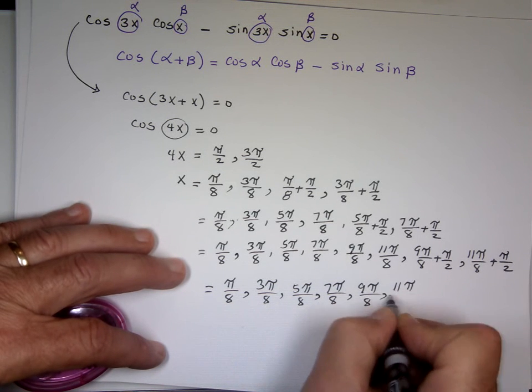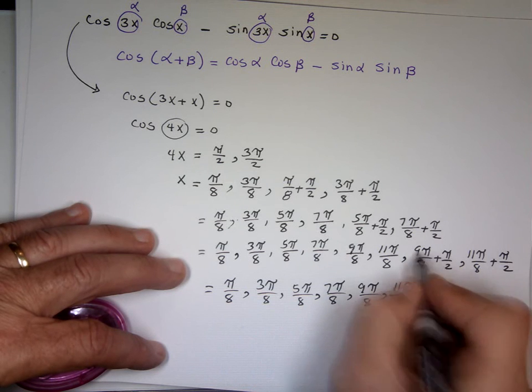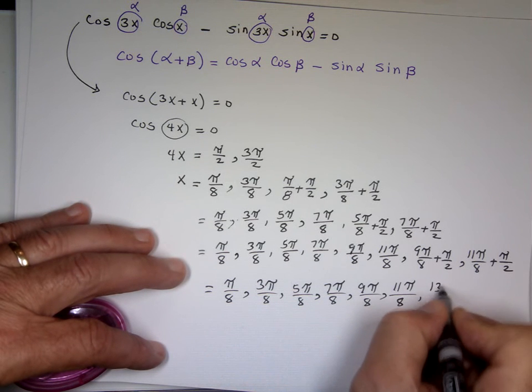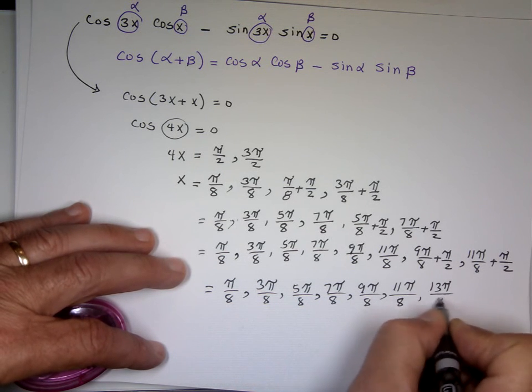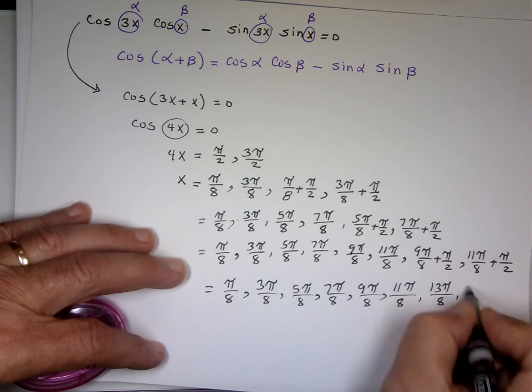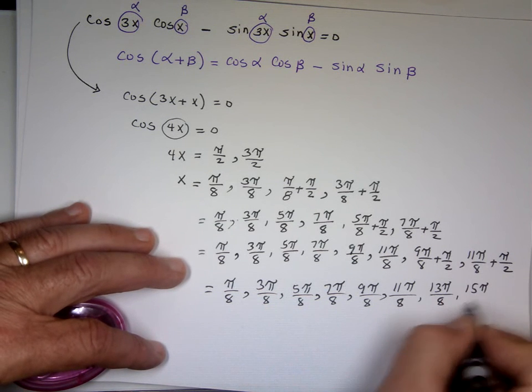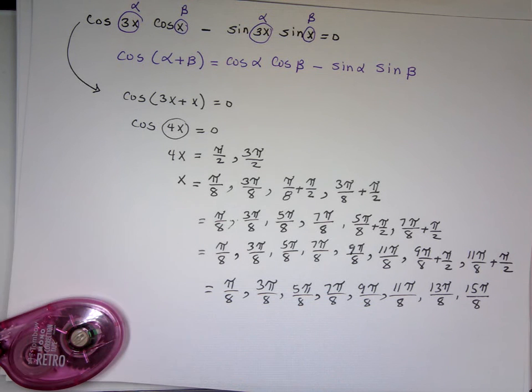What's 4 and 9? 13. And 4 and 11? 15. That's all of them. All these are answers to that equation.